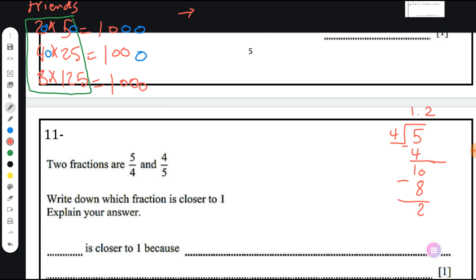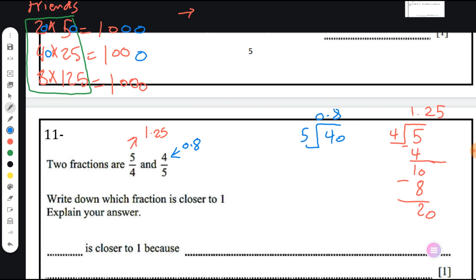Okay, then put 0. 20 divided by 4 is 5. So this number as a decimal equals 1.25. What about 4 divided by 5? 4 over 5 equals, it can't be, so it will be 0. Okay, put the decimal point and add a 0. 40 divided by 5 is 8, so this number is supposed to be 0.8.